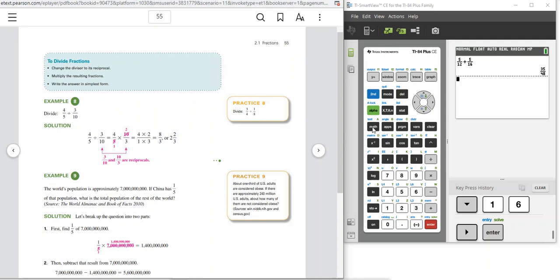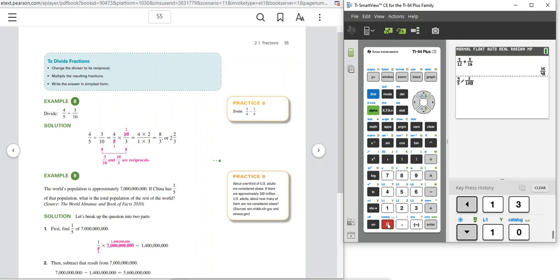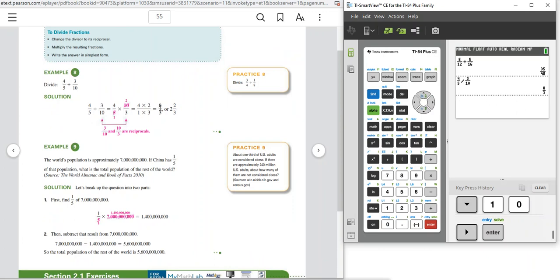And you could go, I'll do one more of these, math, fraction. I'm going to do 4 divided by 5. And then see it's showing divided by. And then we've got 3 divided by 10. So I need math, number 1. And 3 divided by 10. I'm going to get out of the way there. 4/5 divided by 3/10. And I should get 8/3, right? That's what we got, 8/3.